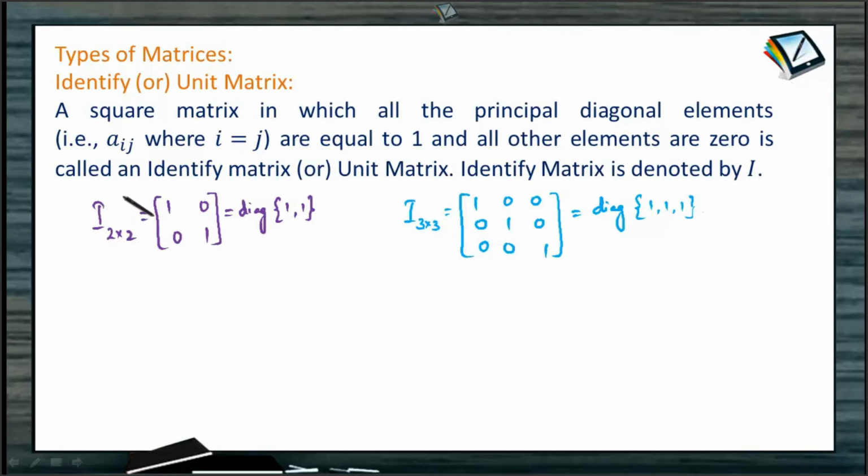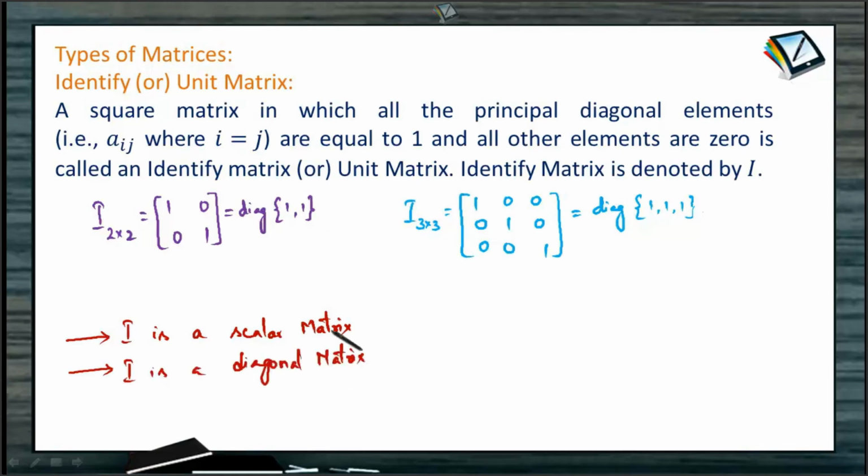This plays a very important role in the future calculations of matrices. When we study further about matrices, this identity matrix plays a very major role. Now, two important observations regarding an identity matrix: I is a scalar matrix, right? Not only is I a scalar matrix, I is a diagonal matrix.